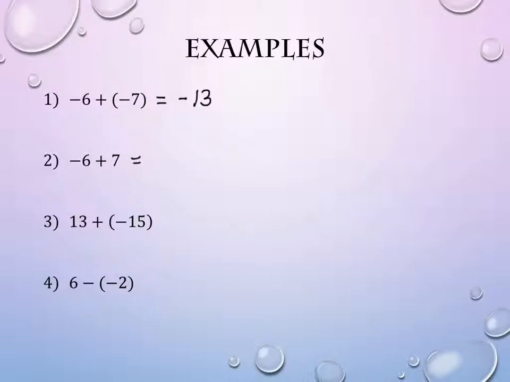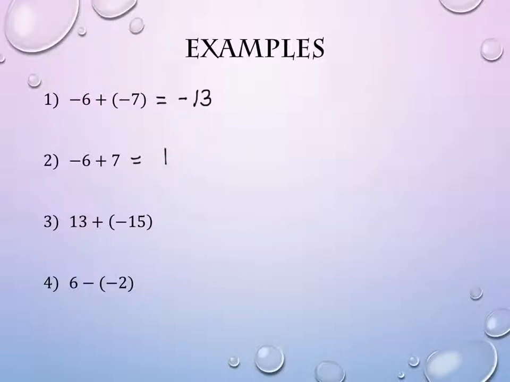Number 2. Are they the same signs or different signs? They're different signs. So what do we do? We subtract them. So the bigger value is 7. The smaller value is 6. 7 minus 6 would be 1. Is it positive or negative? Positive. How come? Because the larger one, 7, is positive. Good.